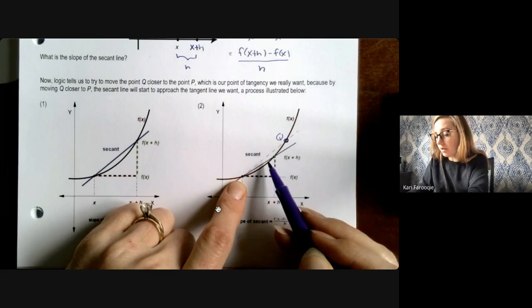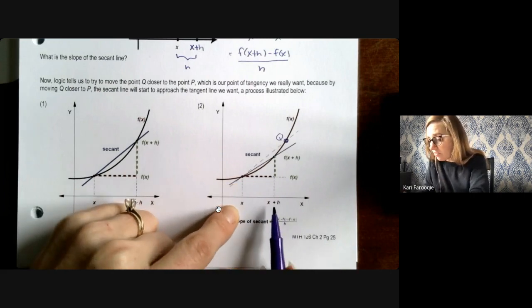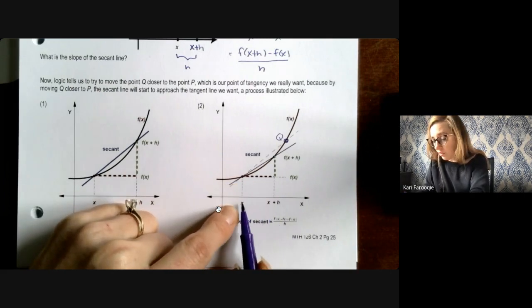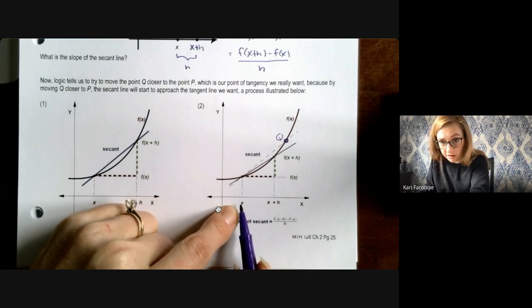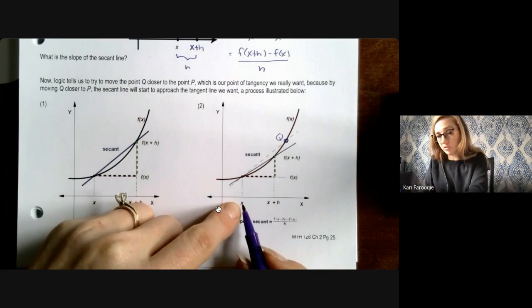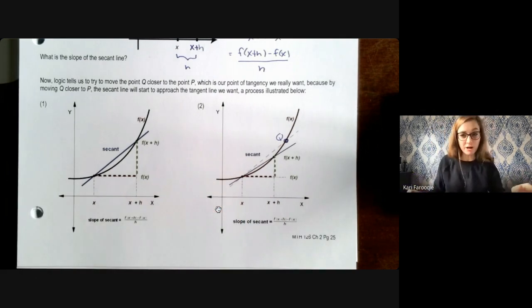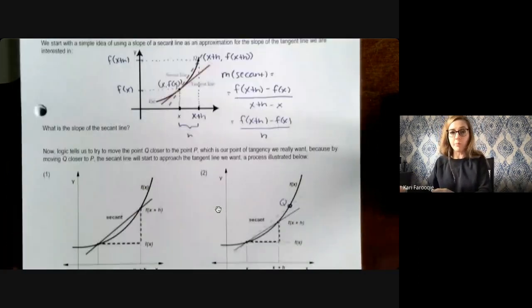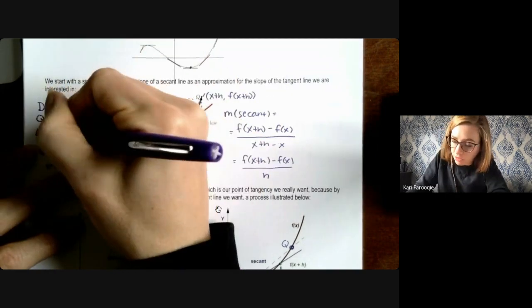Because as Q gets infinitesimally close to P, you've now minimized this distance between x and x plus h. And eventually, x plus h is going to move all the way down to x. And we're just stating now that the difference between these two is going to be nothing. So I'm going to give you a formula for how to compute this derivative on the next page. But the main takeaway from this is that the difference quotient will give you an average rate of change. The difference quotient is the average rate of change.